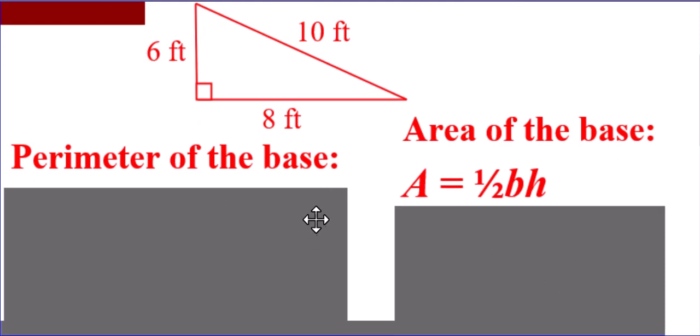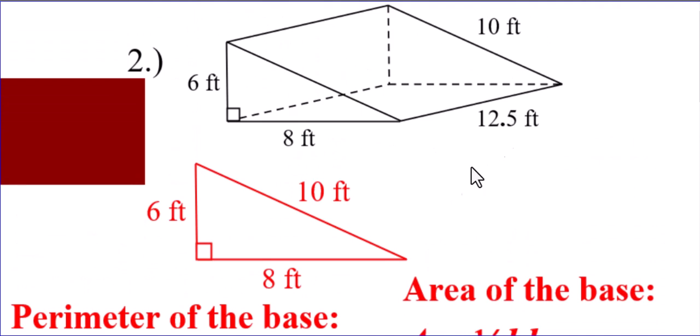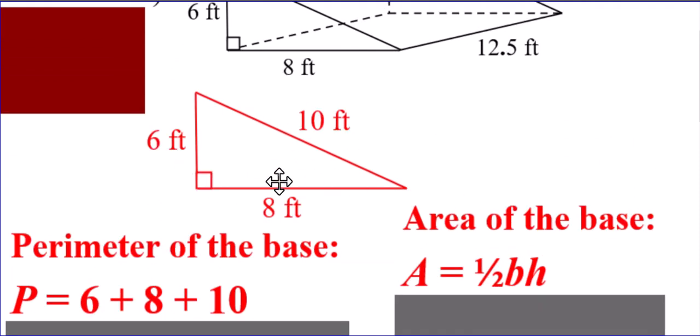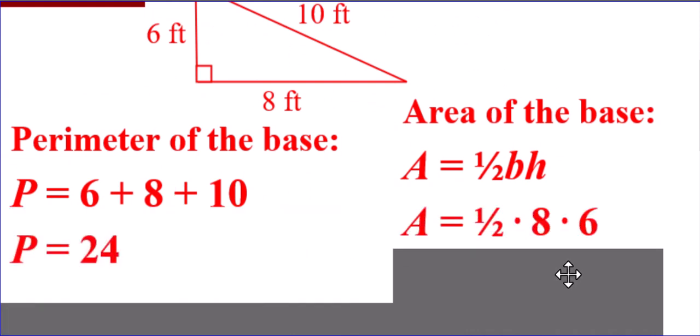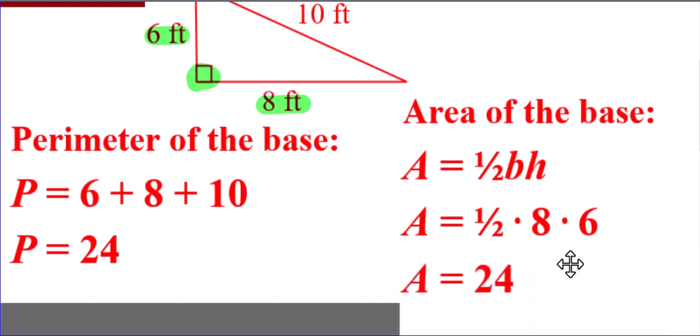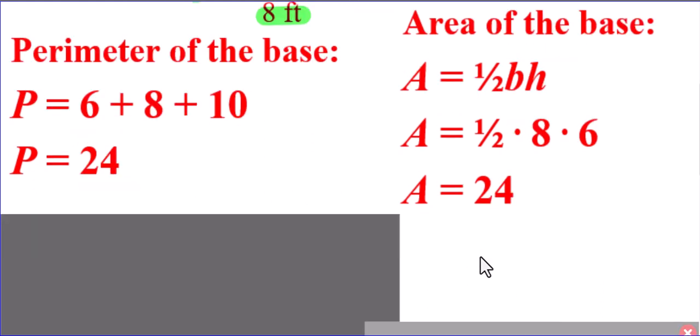All right, perimeter of the triangle, add the 3 sides. Notice we're not adding the 12.5 because that is not actually on the triangle. 6 plus 8 plus 10 gives you a perimeter of 24. And then, did you use the correct sides for base and height? We always look for the right angle. The base and the height are the numbers that meet at that right angle. So 8 and 6, not the 10. So that's going to give you, ironically, also 24. Pure coincidence that they both ended up being the same number. That's actually not normal, but it happened here.